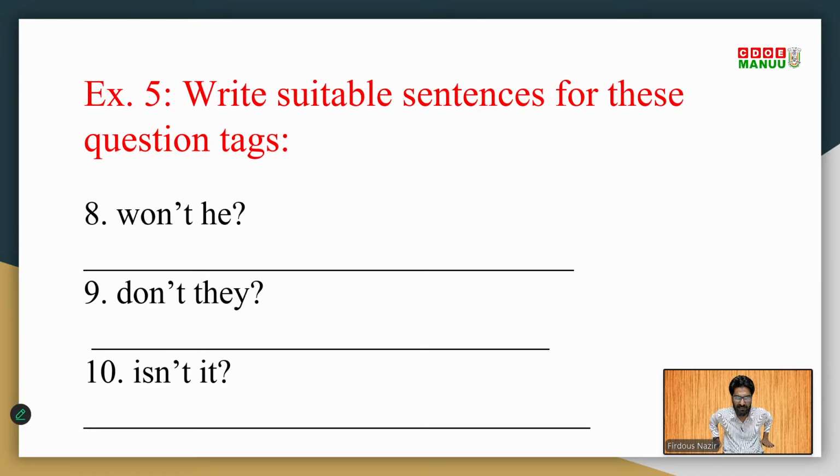Then we have don't they. So we are supposed to use they and do in a positive sentence. Of course, if there is no do in the positive sentence, we can make a sentence like this. For example, they write a book, don't they? Right? They go to the school, don't they? Yes. Next, then we have isn't it?